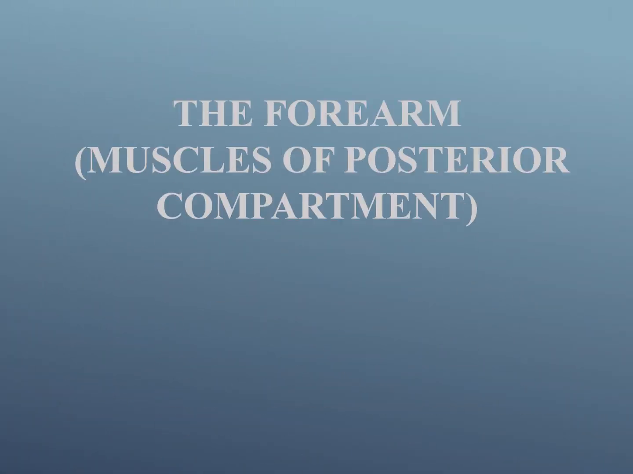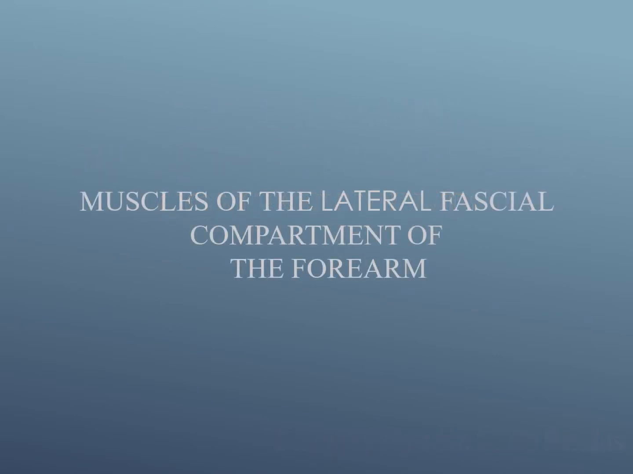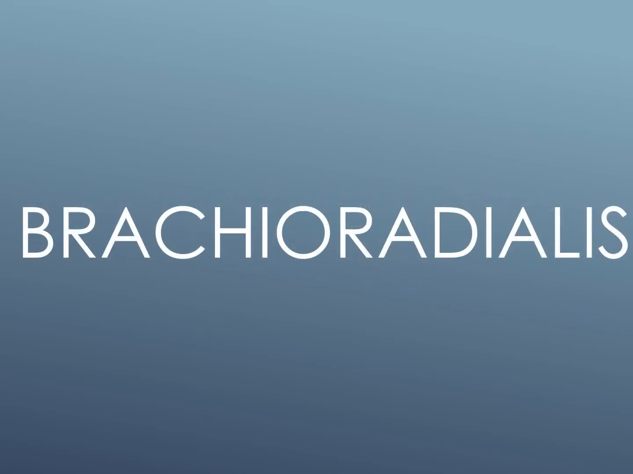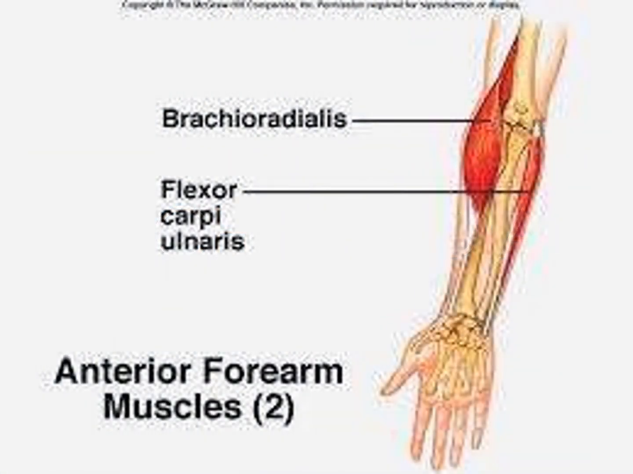So today's topic is forearm, the posterior compartment of muscles of forearm. Muscles of the lateral side: brachioradialis. So this is the picture of brachioradialis.